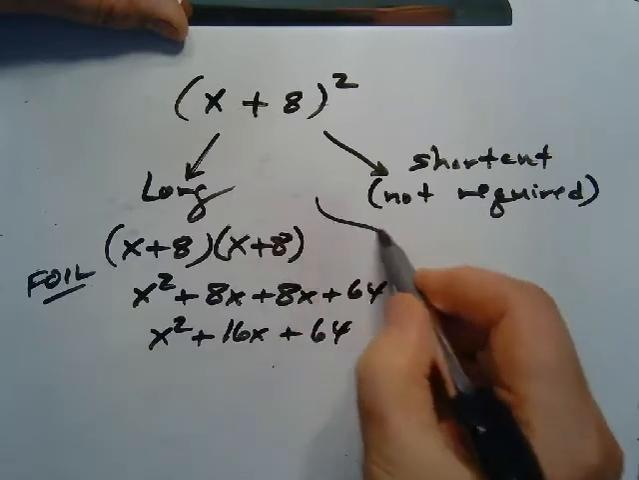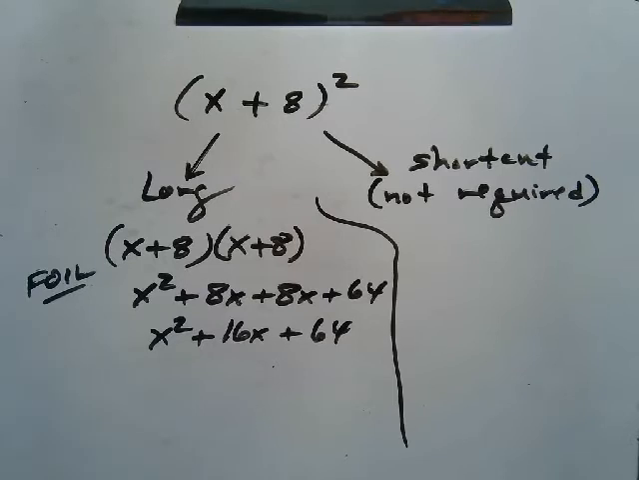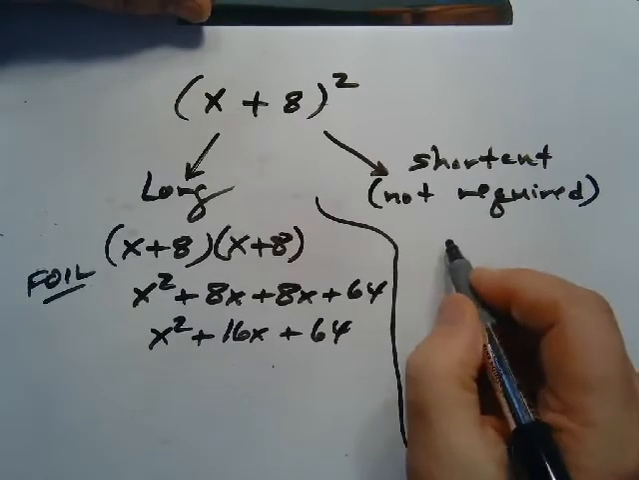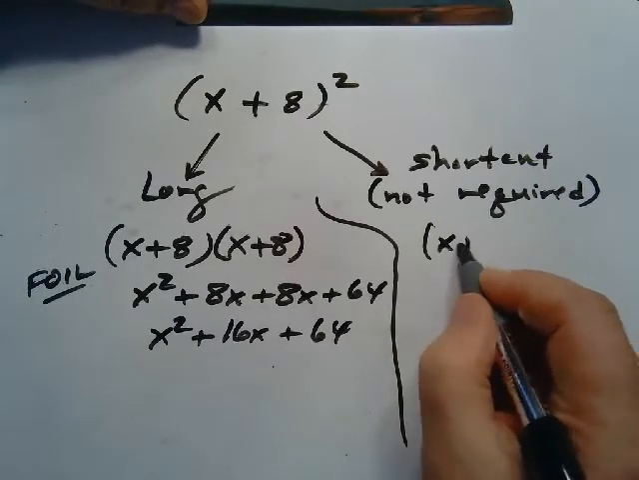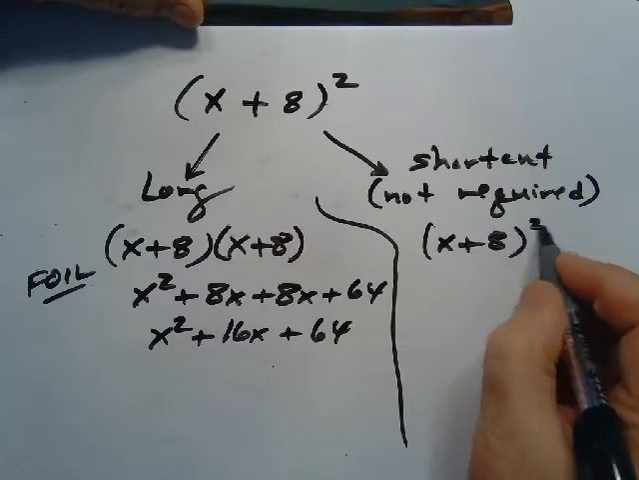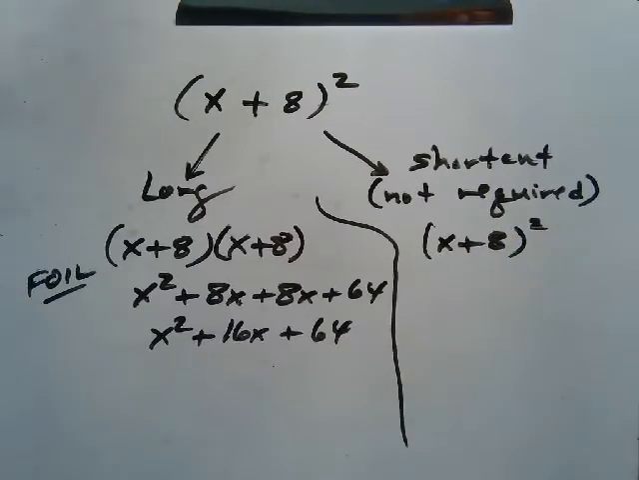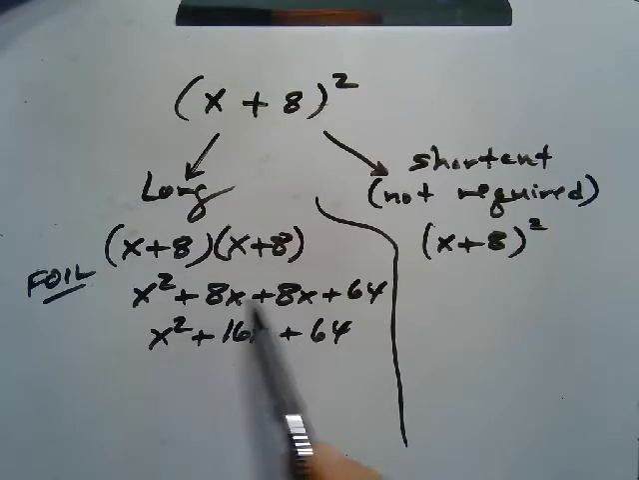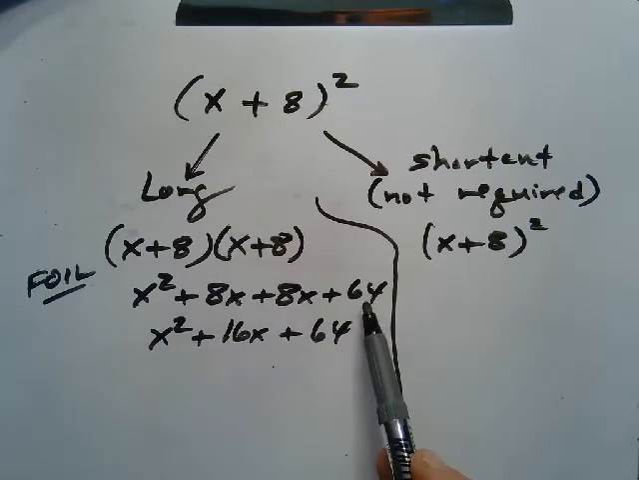That's the correct answer. Now, how would you do this in a shortcut manner? Well, let's rewrite the problem here. I want you to see something here that will help us. We know that the first term and the last term are very predictable.